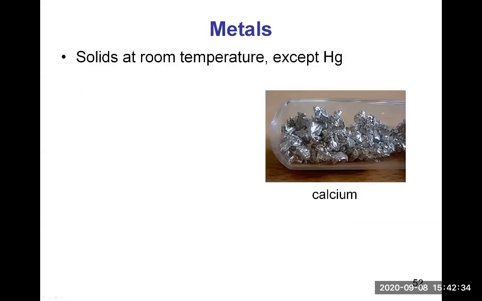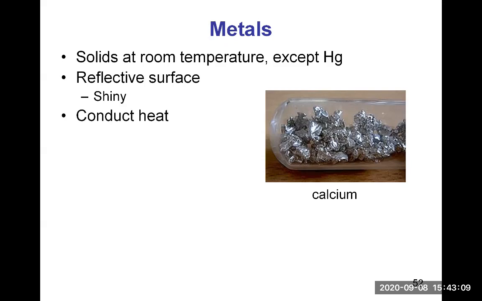So let's talk about the properties of metals. Metals are solids at room temperature, all of them except mercury. Hg here is the symbol for mercury. Mercury is the only metal that is liquid at room temperature. Here you see a picture of calcium, and you can see it's solid. You recognize that it's a metal because it has a reflective surface. They are shiny. Metals reflect light.